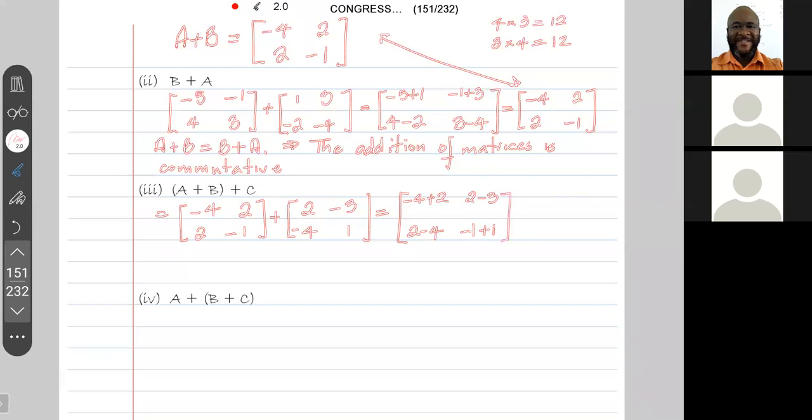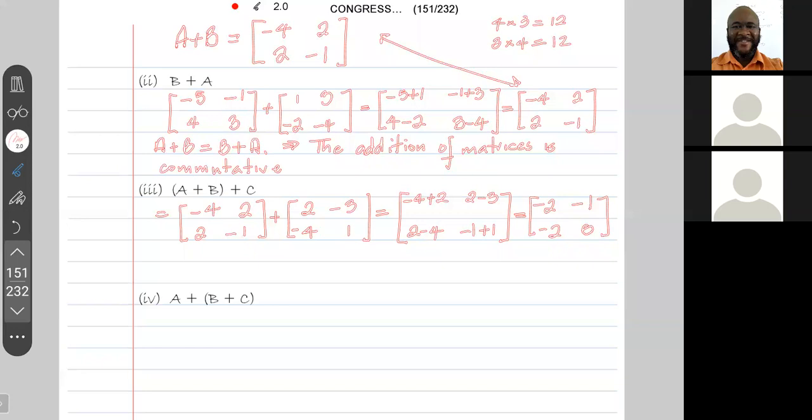So our final answer will be minus 4 plus 2 is minus 2. 2 minus 3 is minus 1. 2 minus 4 is minus 2. Minus 1 plus 1 is 0. So the answer for A plus B plus C is minus 2, minus 1, minus 2, 0.